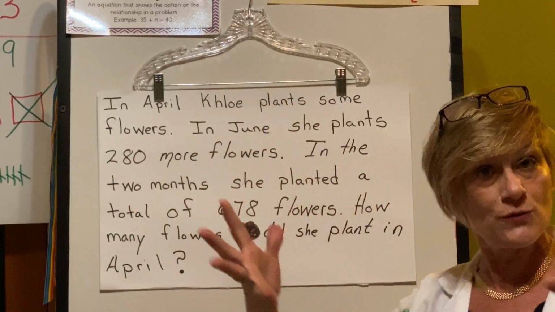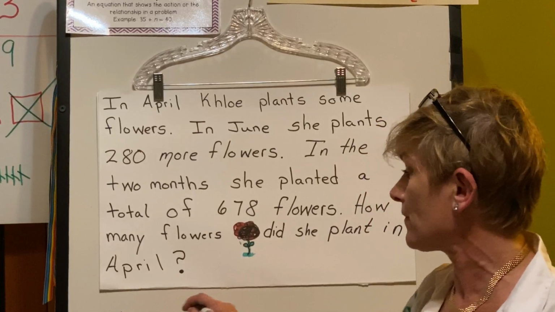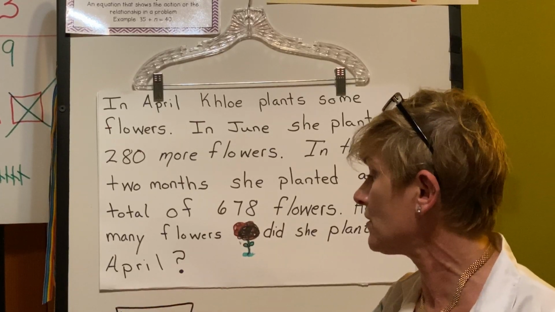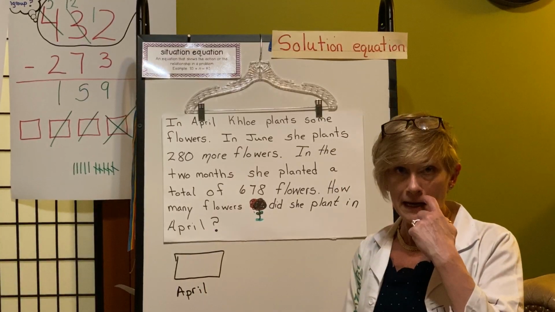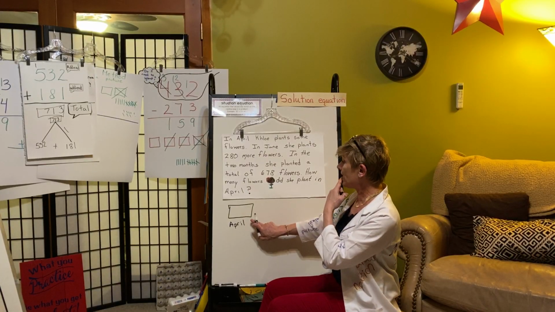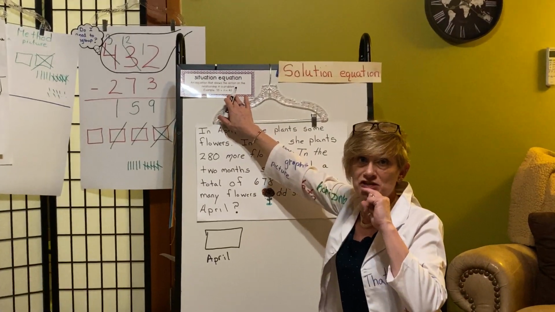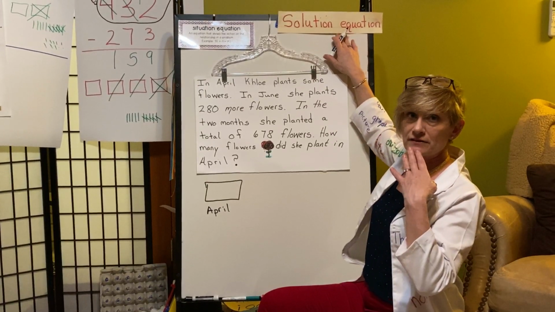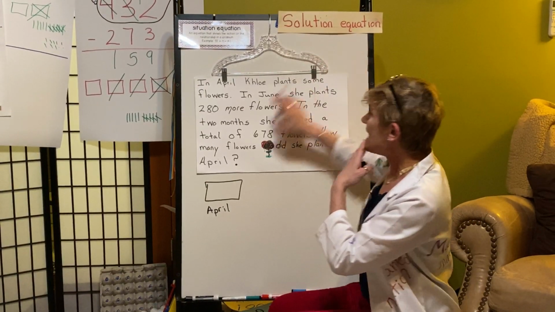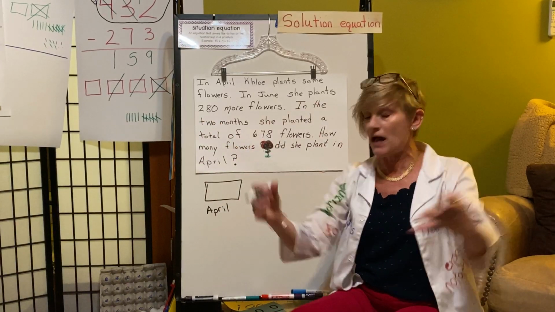So friends, here we go. Let's do that start unknown. She is right now in April, and I'm just going to put an unknown. I'm even going to write the word April right by it. So in April, she planted some flowers. And this is my situation equation. Friends, I do this so that I can understand how to solve. Okay? All right.